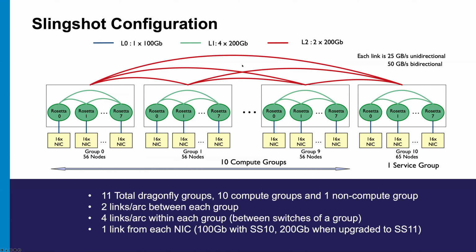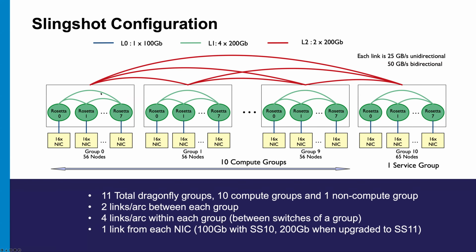Okay, next, the network itself is what's called a Dragonfly topology. Again, this is similar to Cray's previous Aries network. And so it's a 1D Dragonfly. We have a total of 11 groups, but the compute is split into 10 groups. So if we look at this diagram, each group has 8 switches, and those switches are then connected to each other group.